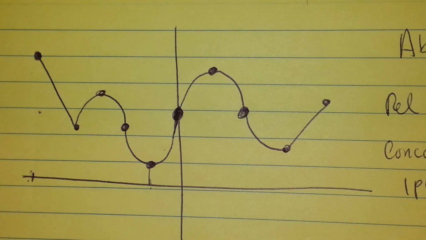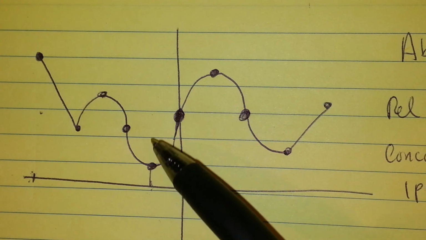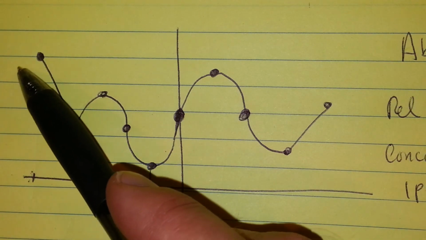All right. I have relative max and mins where I have change in slope. Here's a relative max where I have an upslope, downslope. Here's a relative min, downslope, upslope. This is not a relative max because there's no change in slope.